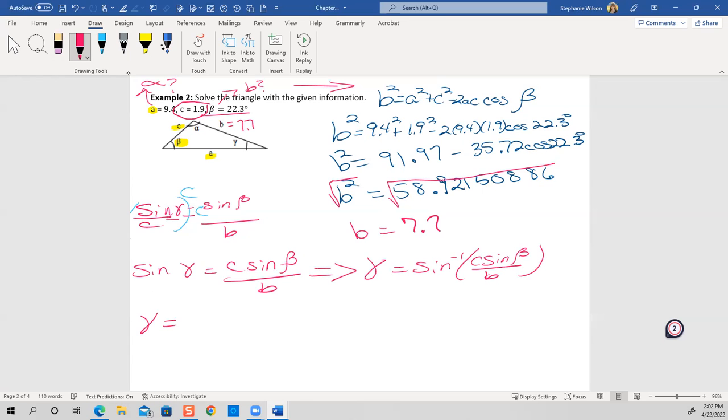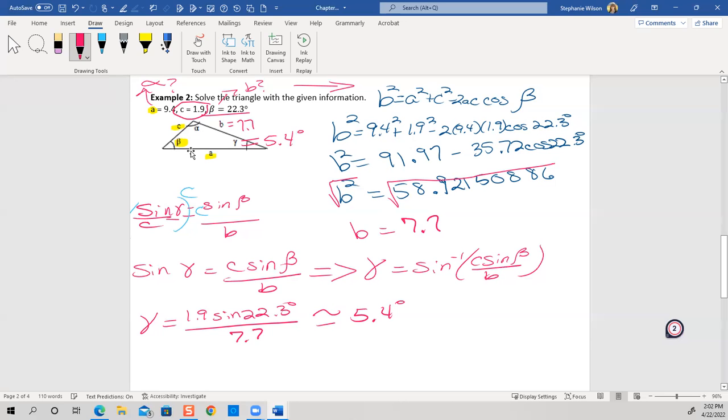Okay, so C is 1.9. And then sine beta, beta is 22.3 degrees, over B. We just found that, 7.7. We type that in our calculator, round to the nearest tenth, and we get 5.4 degrees. Awesome, we're almost done.